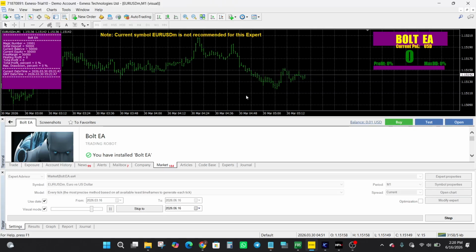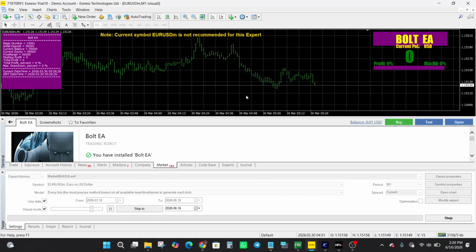And I'll still recommend running longer term testing yourself as well so that you can get a more comprehensive understanding of how the EA behaves across different market conditions. Additional testing can also help determine how sensitive performance may be to different settings and broker environments.